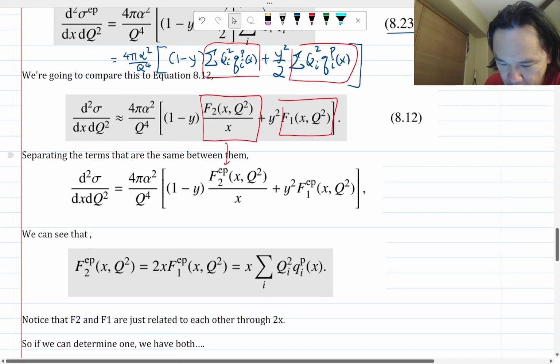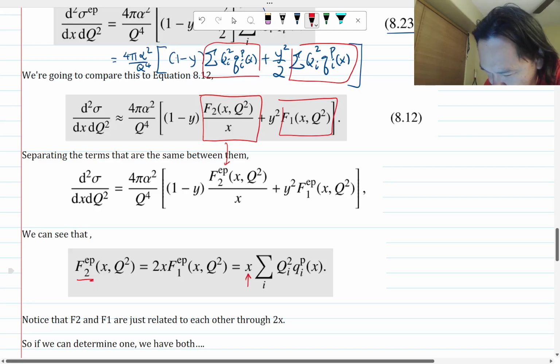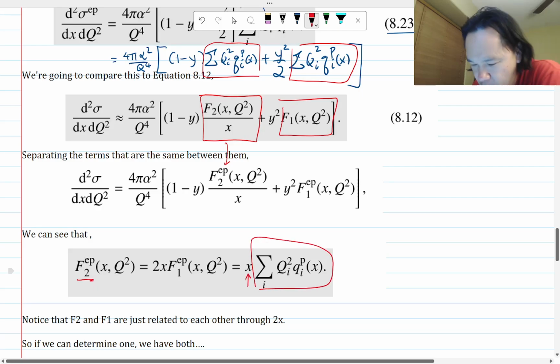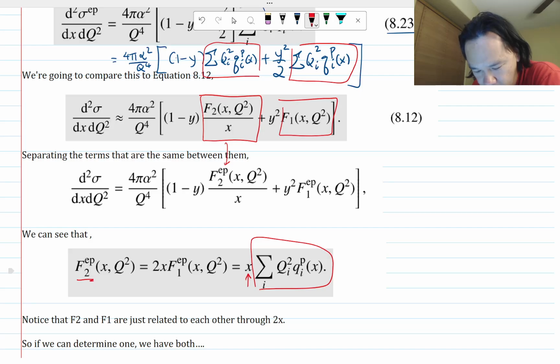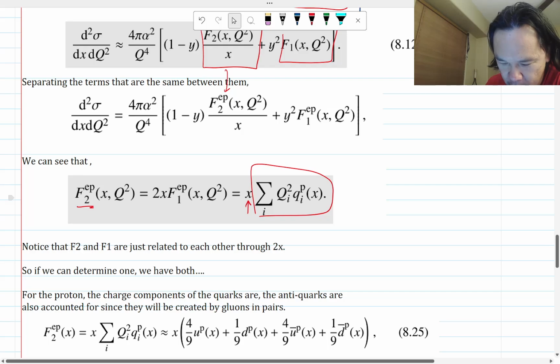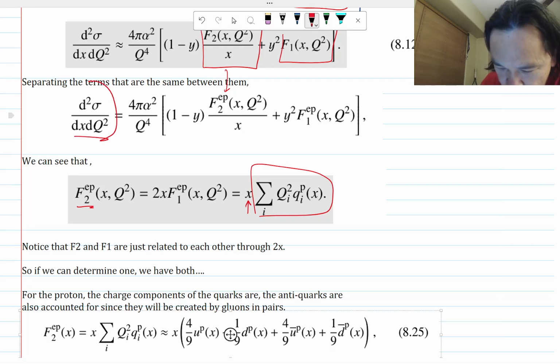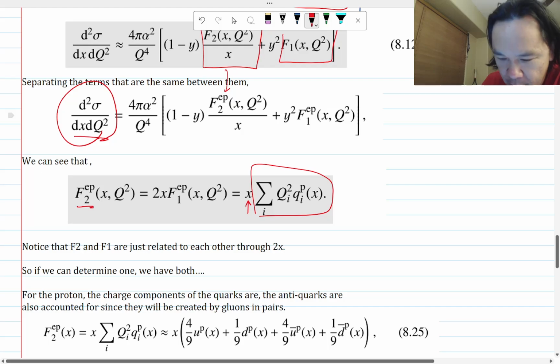Okay, that means we can see that F2 is actually just x times the sum over all the quark constituents of the charge squared of each quark times the momentum fraction of each parton for that particular quark. Okay, so now we have a way to basically relate the cross section, right?